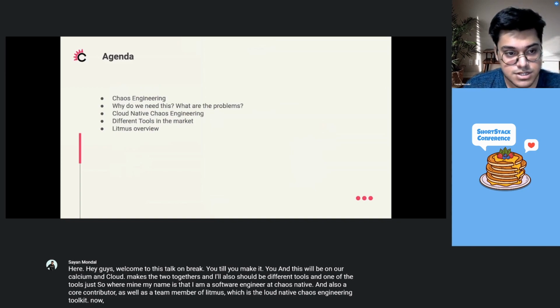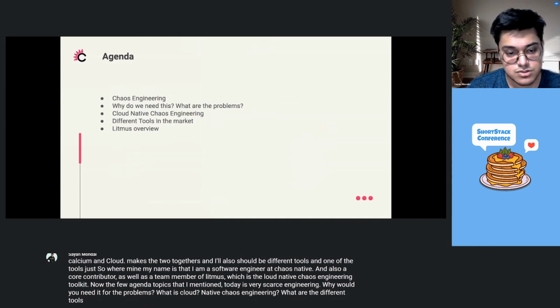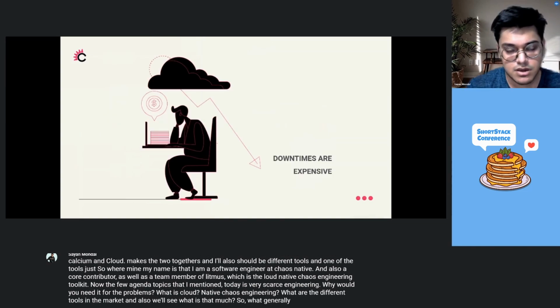Now, the agenda topics that I've mentioned today are: what is chaos engineering, why would you need it, what are the problems, what is cloud native chaos engineering, what are the different tools in the market, and also we'll see what is Litmus. So what generally is chaos engineering?